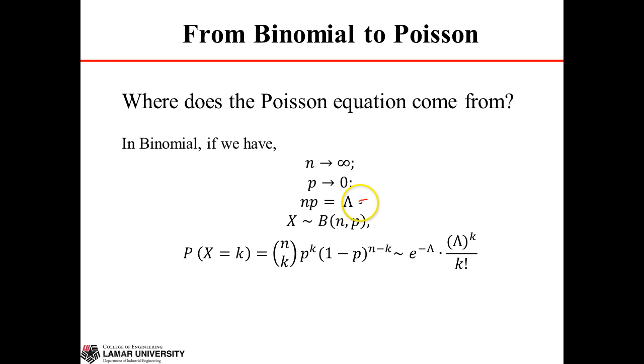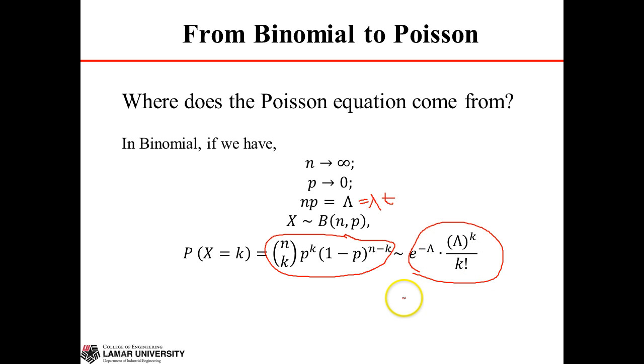This lambda is equal to lambda multiplied by t in the Poisson distribution. And if we want to know the probability of the number of successes within that time period, we can use the binomial distribution. X follows a binomial distribution with parameters n and p. And this is the binomial probability mass function for the probability of x equal to k. If n goes to infinity, p goes to 0, and n multiplied by p is kept as a constant lambda, then this formula is approximated by this formula.